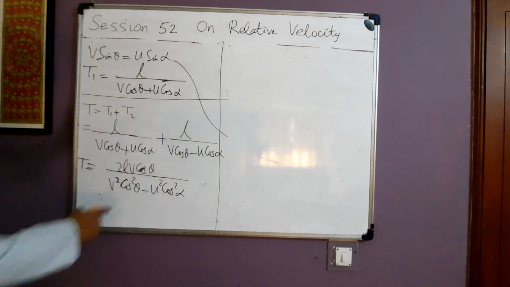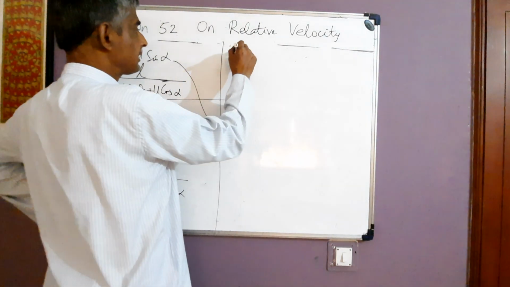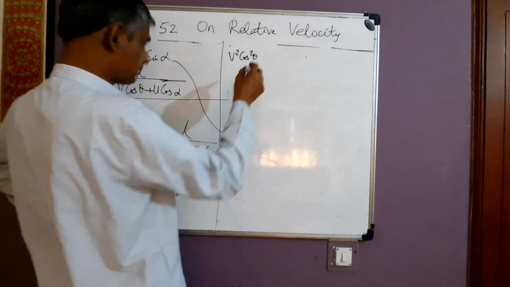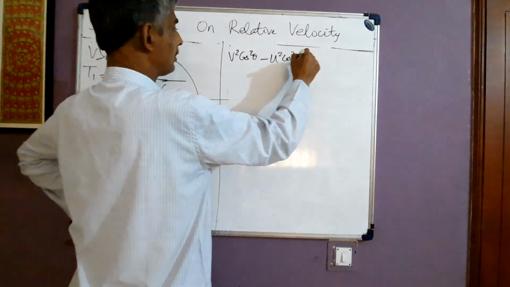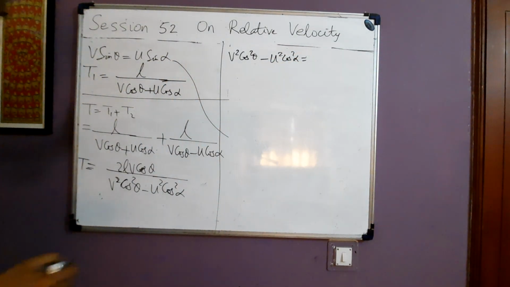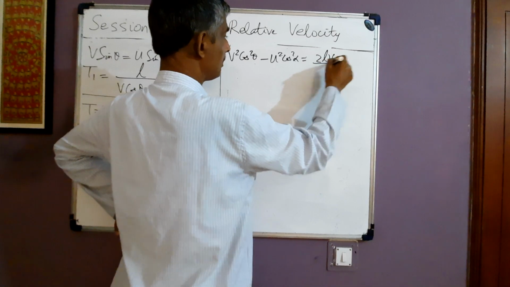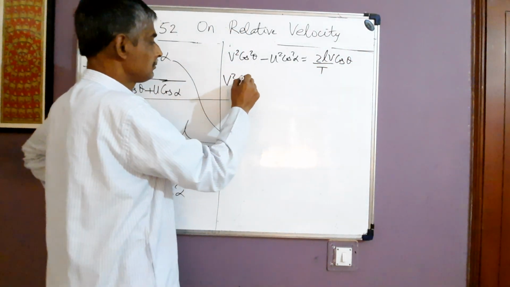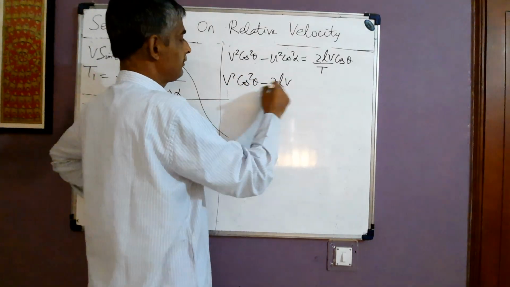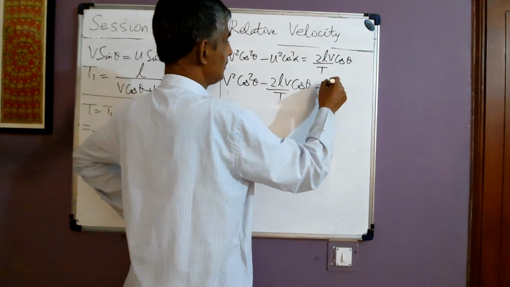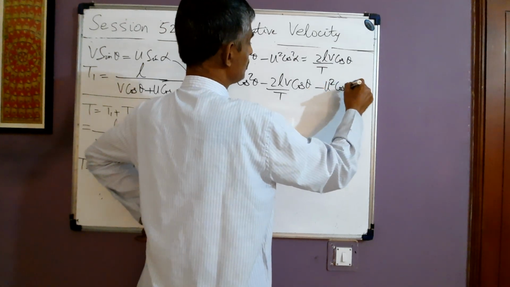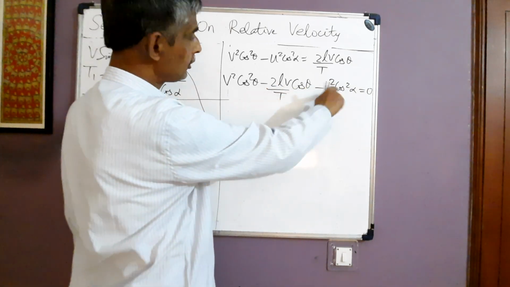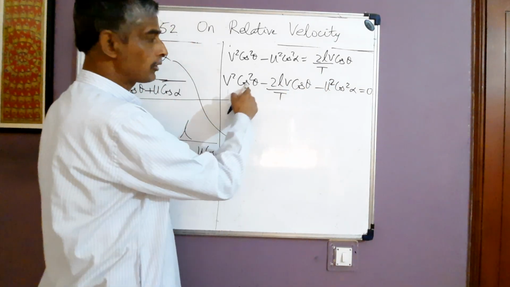So this is a quadratic in V cos theta, you can see it. I write this equation in this way: V square cos square theta minus U square cos square alpha is equal to 2LV cos theta by T into cos theta. All right. So V square cos square theta minus (2LV by T) cos theta minus U square cos square alpha is 0. This is a quadratic in V cos theta. U, alpha, T, they are all given. V and theta are the unknowns.